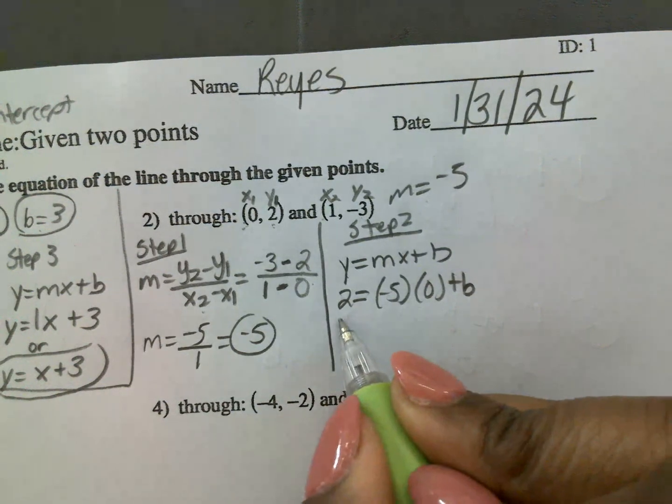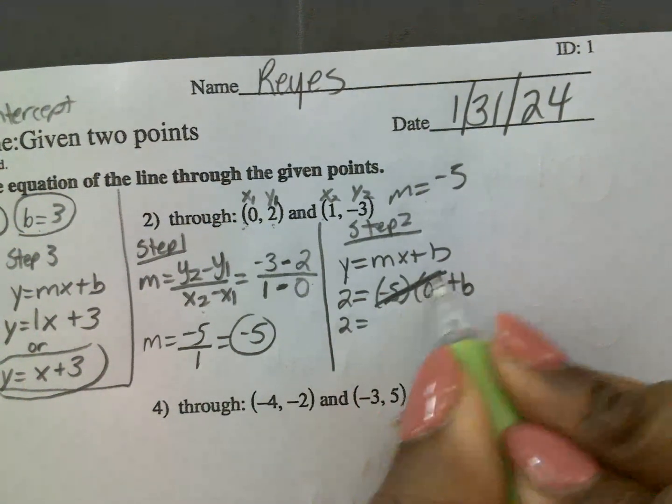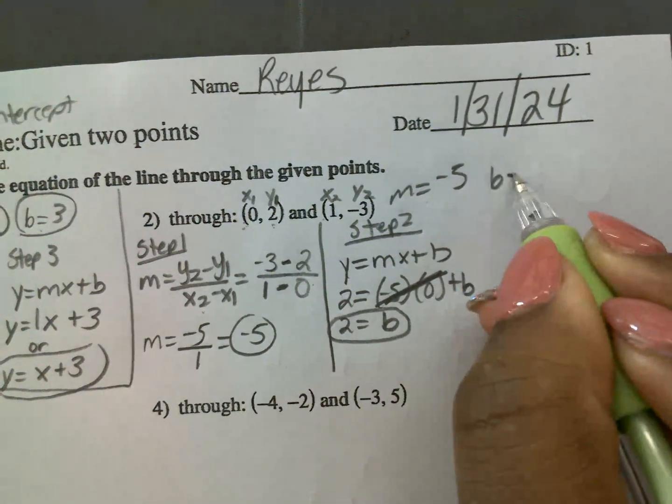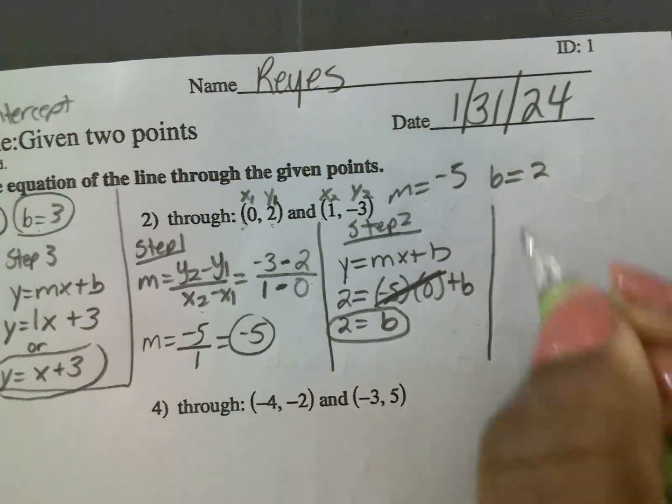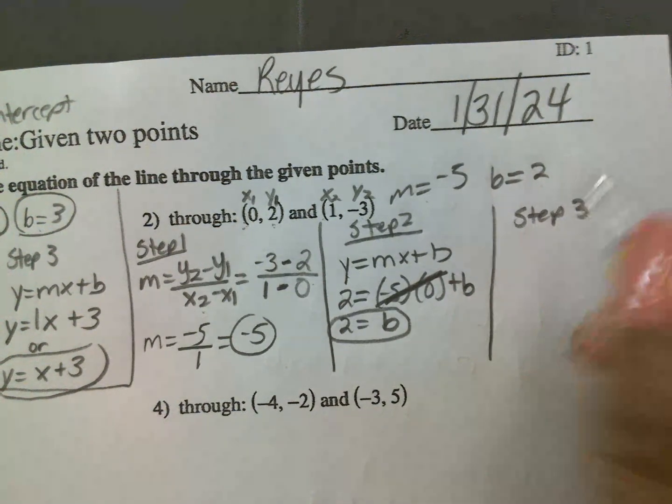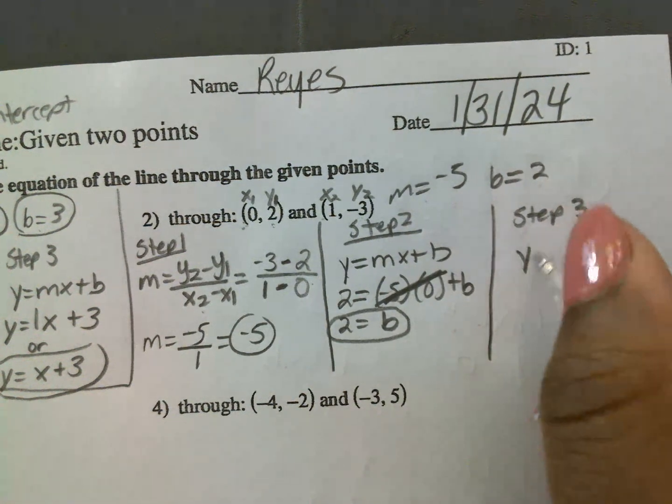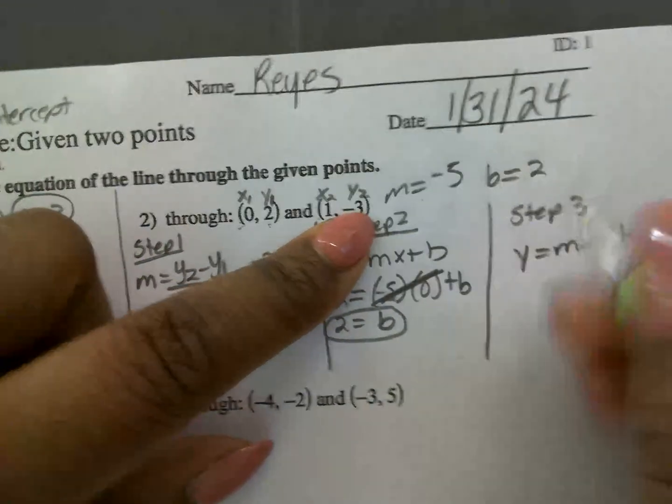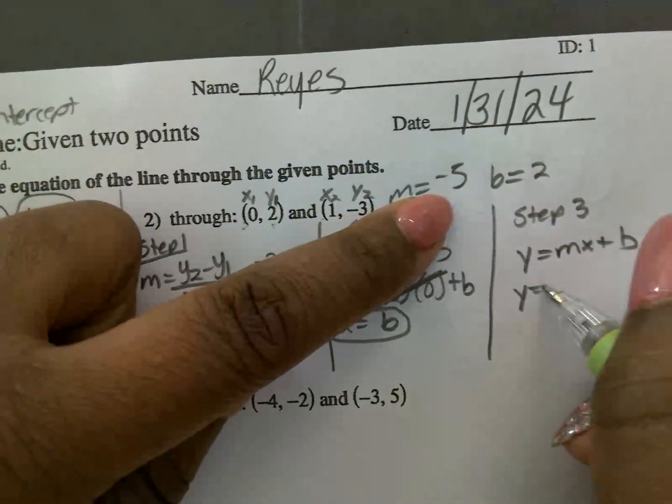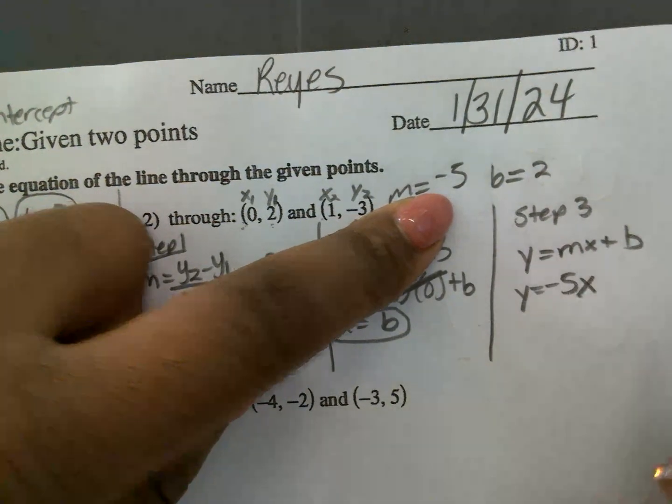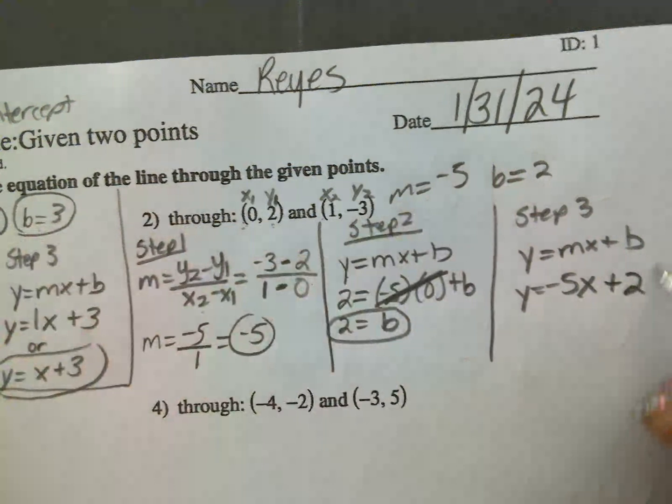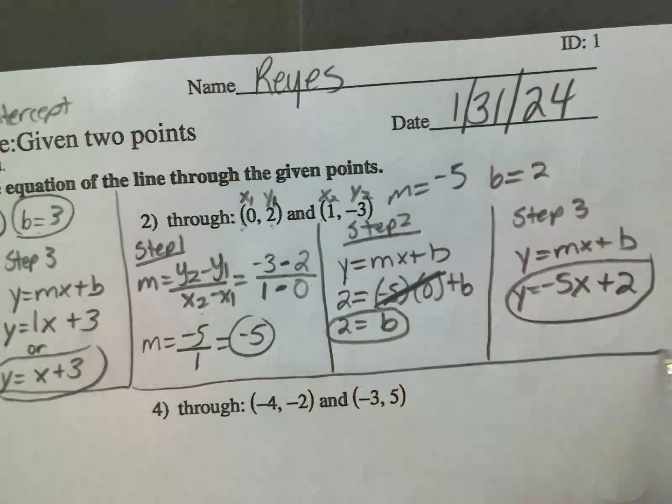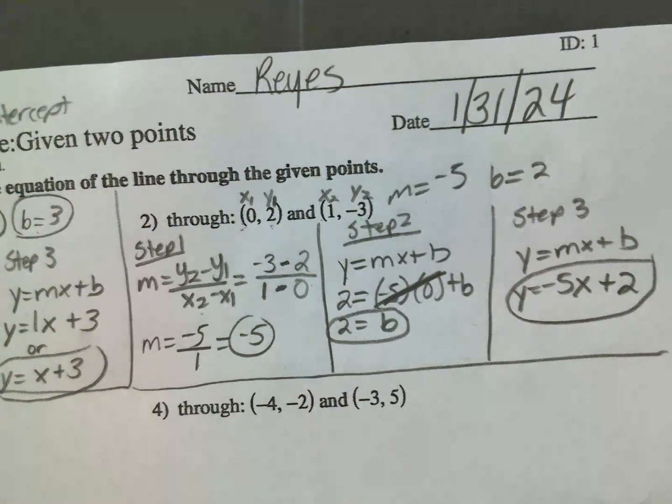So now to solve, bring down the 2. This is 0 again. So b here is equal to 2. So last step is to take your m and b and plug it into the slope-intercept form. So you have y is equal to, your slope is -5, bring down the x, your y-intercept is a positive 2. That's the equation. Okay? Pause if you need to.